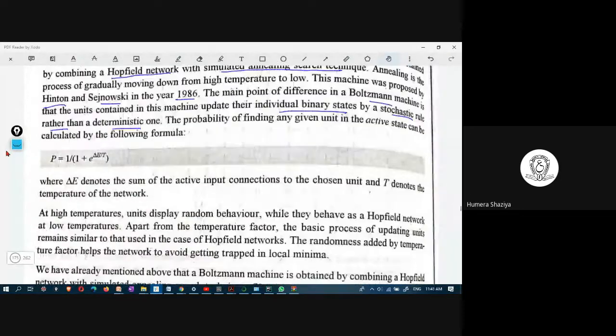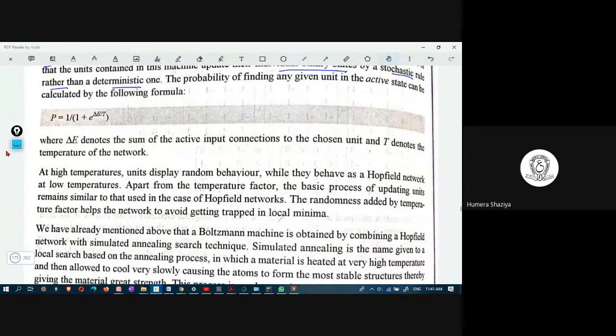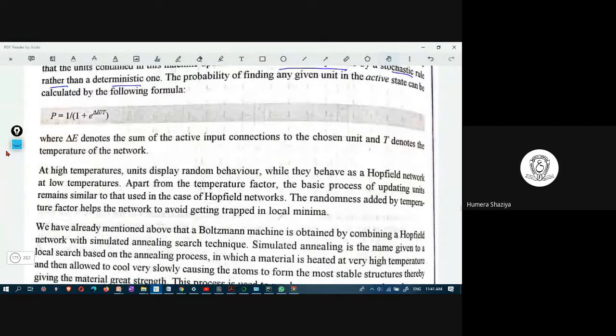In the Boltzmann machine, updation is done by the units themselves by using a stochastic rule. Deterministic is something which is known and could be estimated from some values, whereas stochastic could not be estimated. It depends on the time, it depends on several other factors, and it's not predictable.